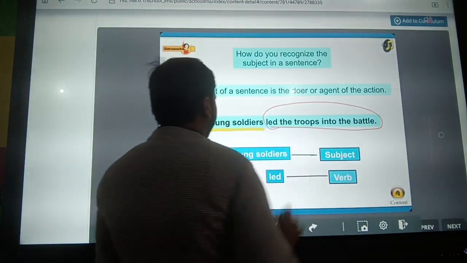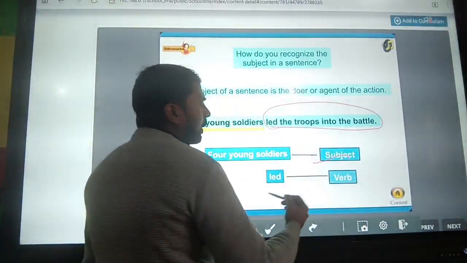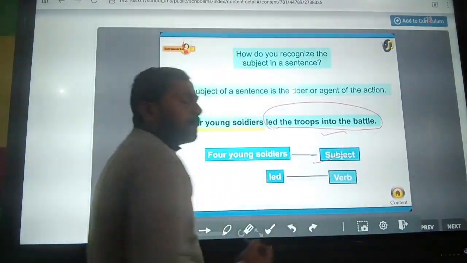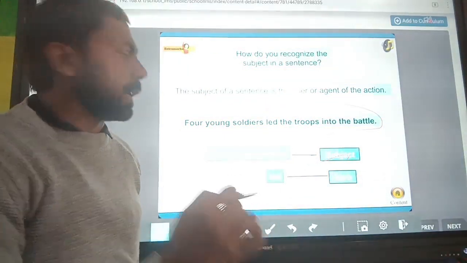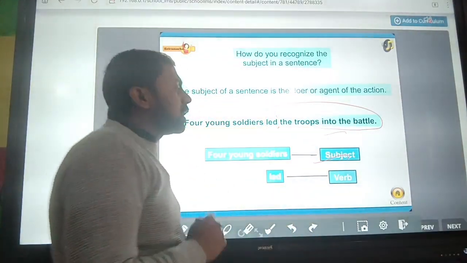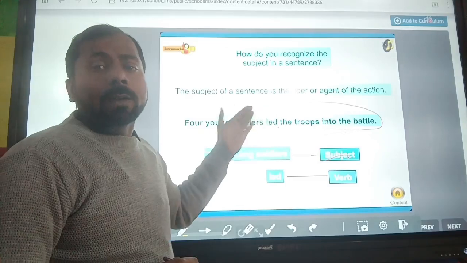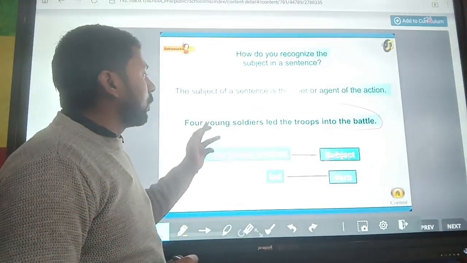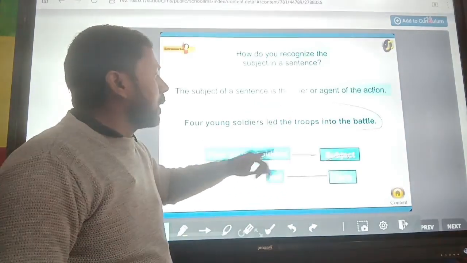It is the predicate. Four young soldiers is the subject, and led the troop into the battle is the predicate. In this predicate, we all know that the verb part will be included. So here the verb is led. This is the verb part, so we can use the verb according to its subject. Four young soldiers is a plural form, so we cannot use s or es with a singular number verb.